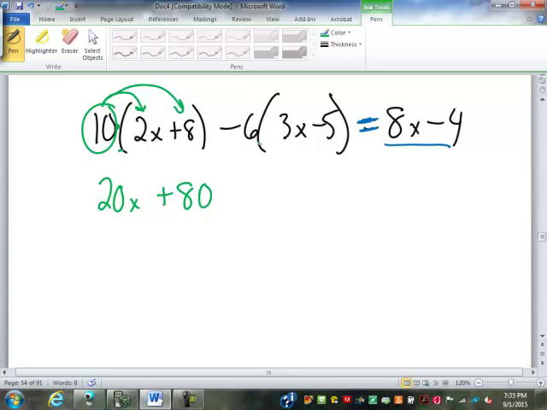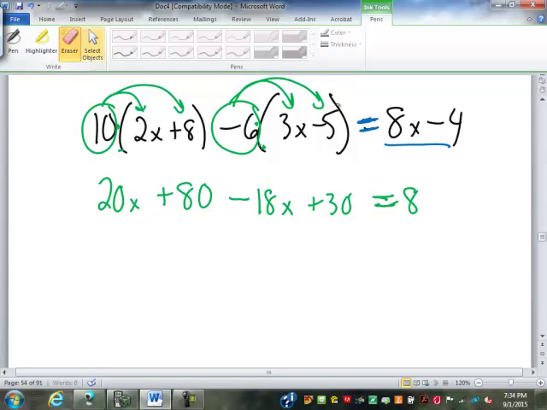Now I'm going to go ahead and do this next one as well. This parentheses has nothing to do inside, but it's being multiplied by not 6, but negative 6. Good. So it's negative 6 times 3x is negative 18x. Negative 6 times negative 5, positive 30. Very good.